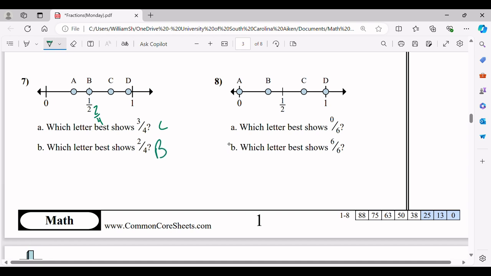Which letter best shows 2/4? Well, we just determined that 2/4 is the same thing as a half, so it'd probably be located right there at B.